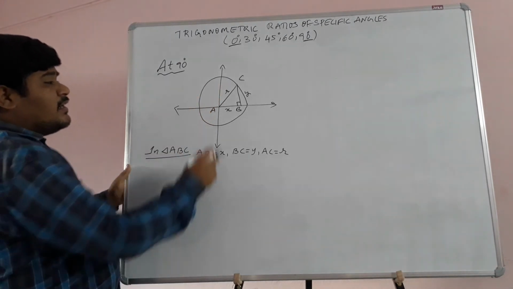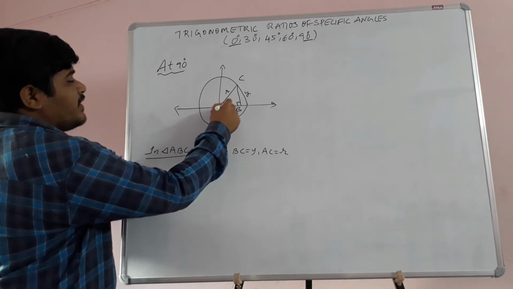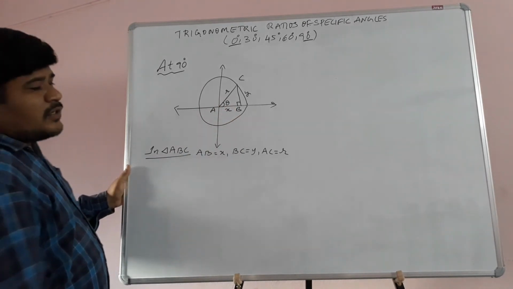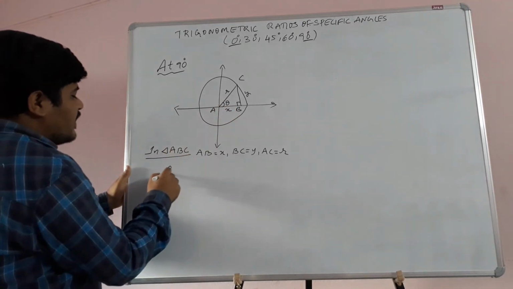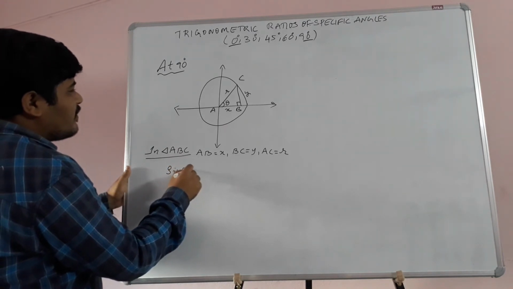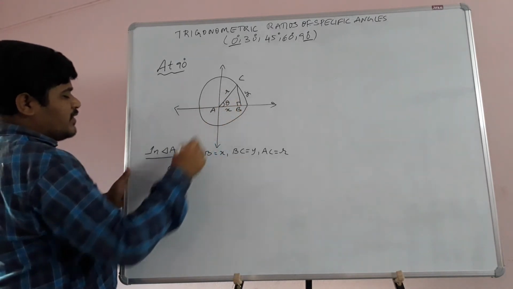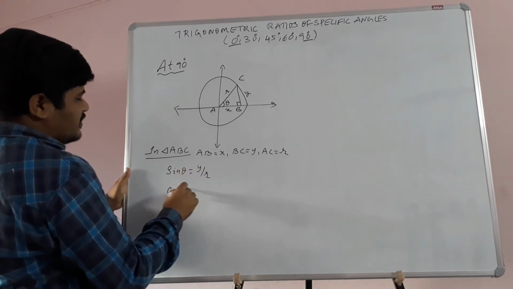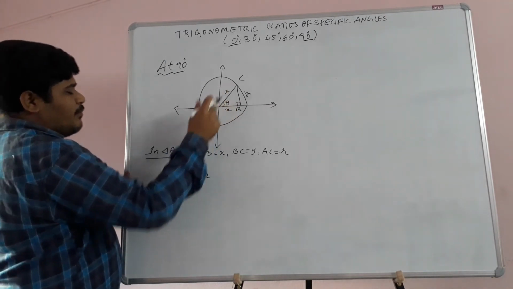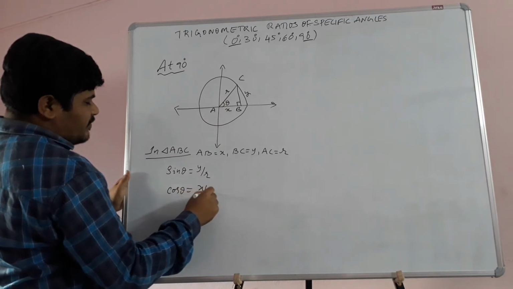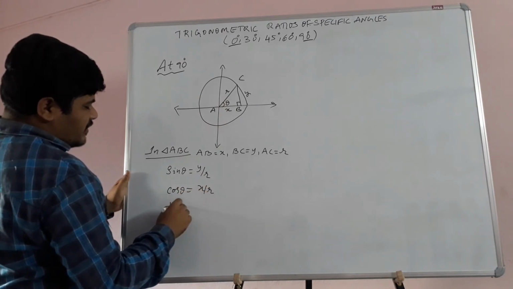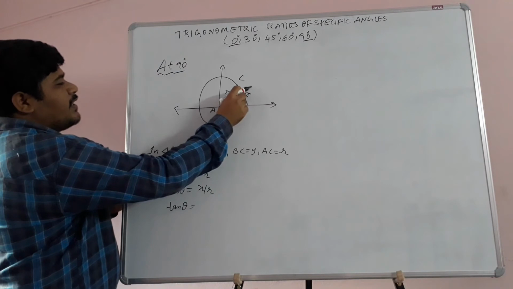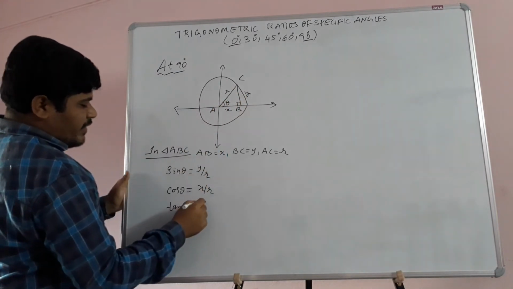From this triangle, suppose theta is at A. This is theta. So now what are the 6 ratios? Sin theta is equal to opposite side by hypotenuse, y by r. Cos theta is equal to adjacent side by hypotenuse, x by r. Tan theta is equal to opposite side by adjacent side, y by x.